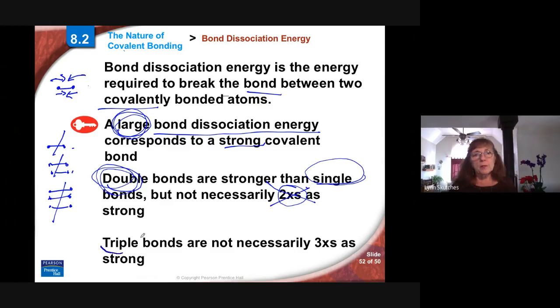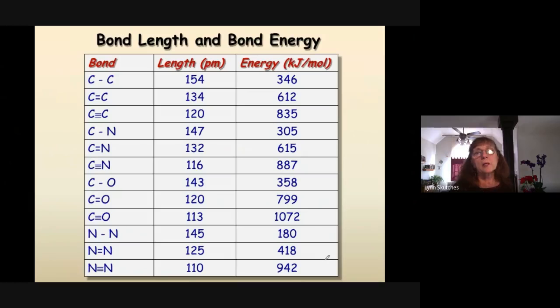Also, triple bonds, again, would be stronger than a double or a single bond, but they're not going to be exactly 3 times. And it's really weird. Sometimes it's less than twice as much or less than 3 times a single. Sometimes it's more. It just is. So this is all done by experimentation and measuring the values. And there's tables and tables of them. You don't need to memorize them. That's not important. You just need to know that it exists.